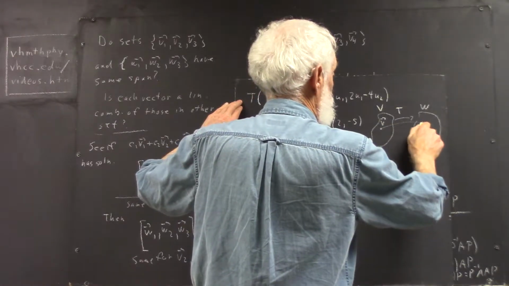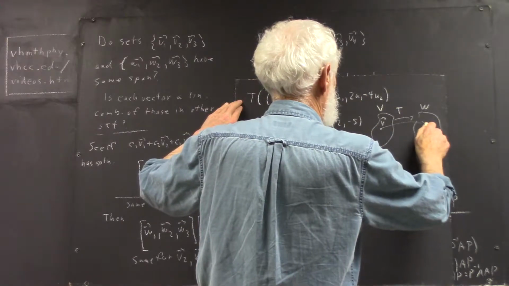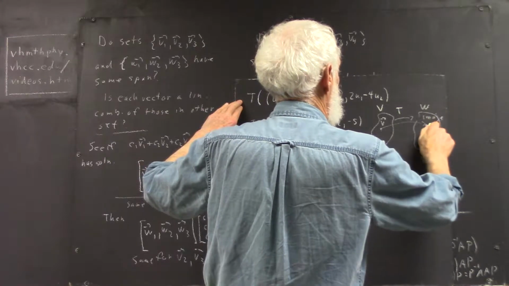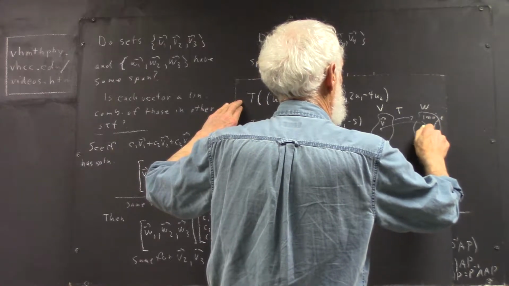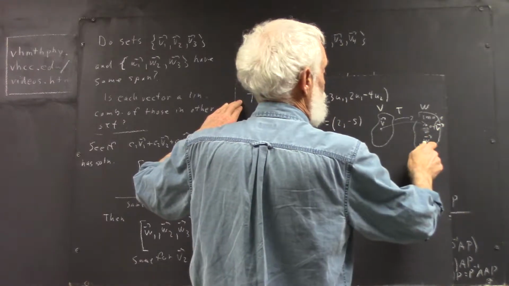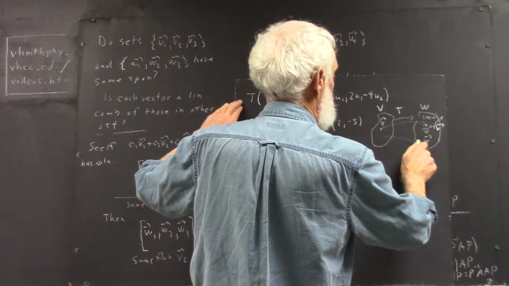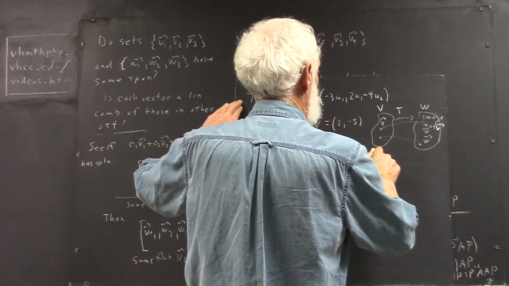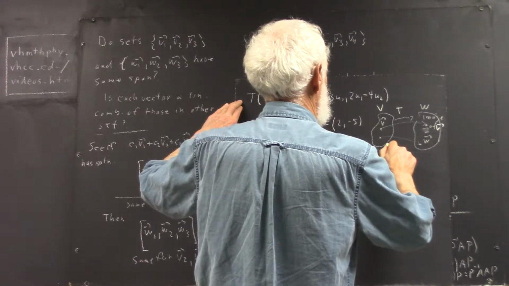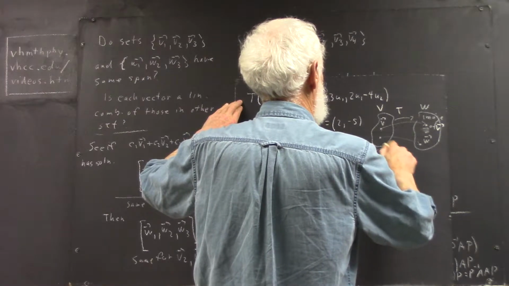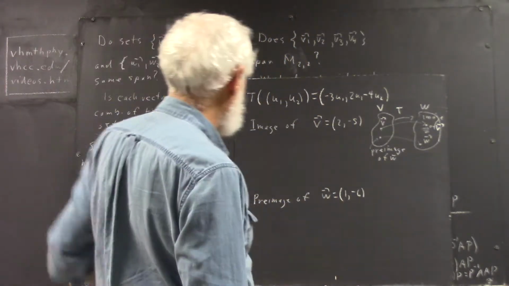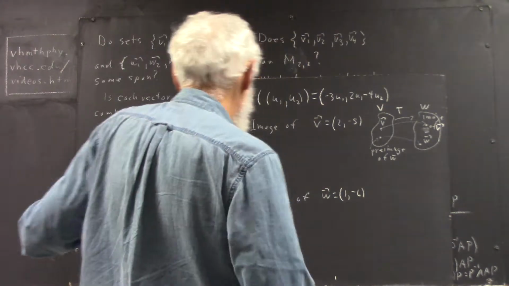So V is an element here, and W is an element over here. T takes V onto the image of V. Kind of cramped. And W has a preimage in V. Okay, well, image of V.